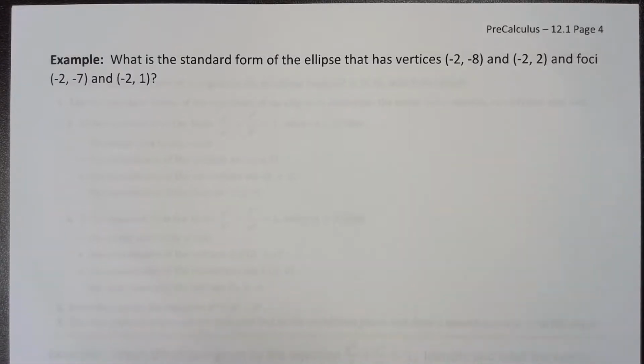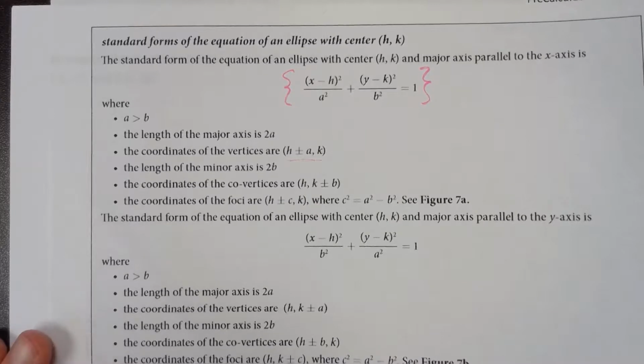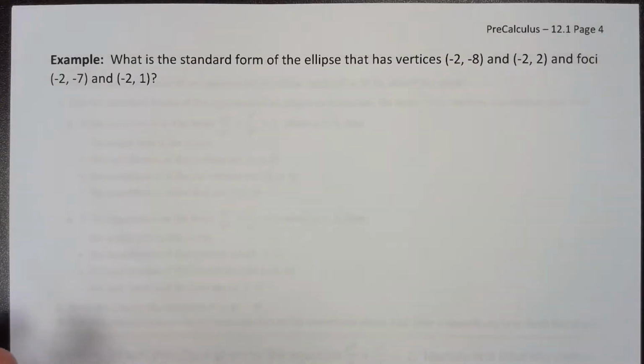For this problem, you may want to have that previous page handy, this one, so that you can refer back to all of those little bits and pieces. So it says, what is the standard form of the ellipse that has the vertices (-2, -8) and (-2, 2), and foci (-2, -7) and (-2, 1)?